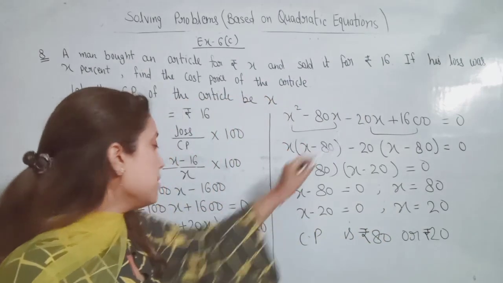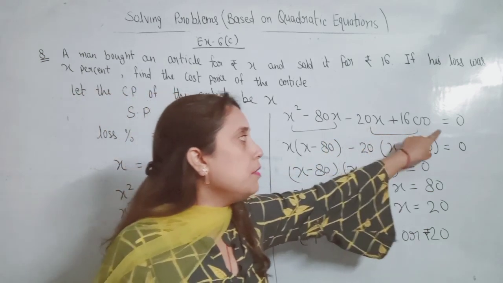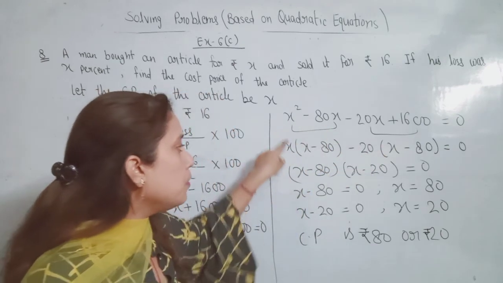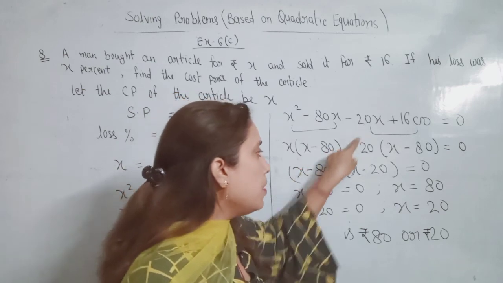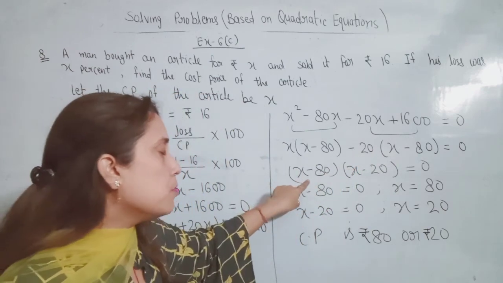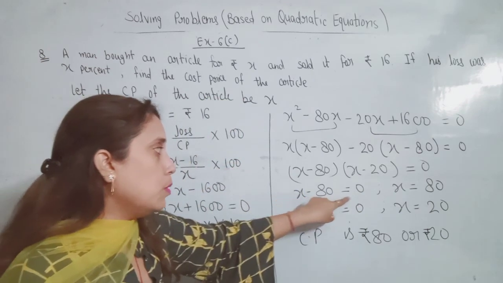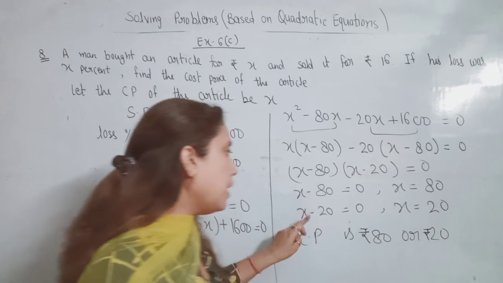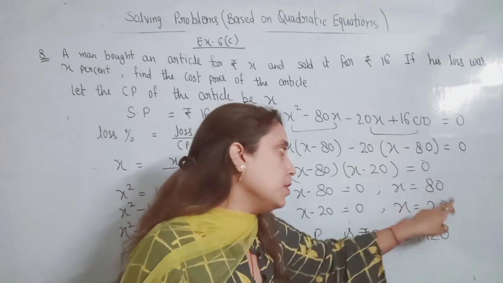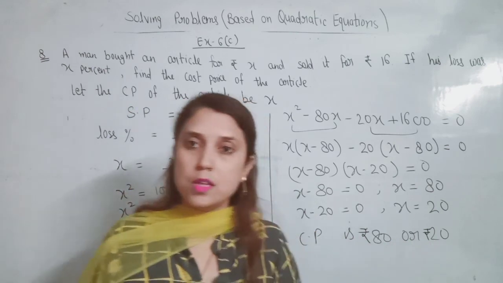Now x square minus 80x, open the bracket, minus 20x plus 1600 is equal to 0. After that, make the pairs, take the common. x is common, what will be left in the bracket is x minus 80, 20 is common, x minus 80 is equal to 0. So the two factors are x minus 80 and x minus 20. When we equate x minus 80 is equal to 0, x comes 80. When we equate x minus 20 is equal to 0, x comes 20. Both are positive. So the cost price of the article is rupees 80 or rupees 20.